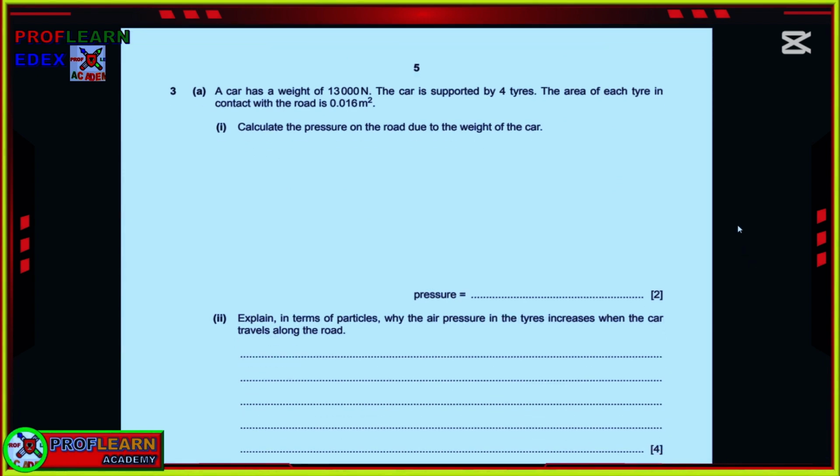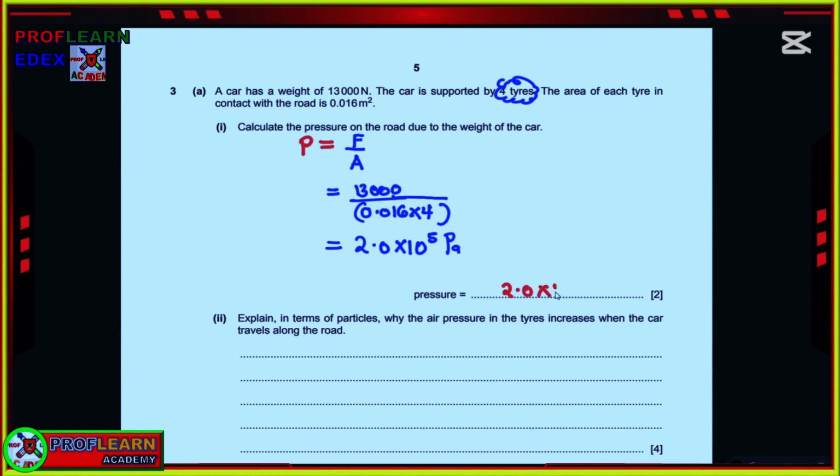In the event I ask you a question to do with pressure, you need to remember that pressure is force over area. You are supposed to substitute, and our pressure becomes 2.0 times 10 raised to power 5 pascals. You need to remember that there are 4 tires, and each of them had an area of 0.016. So for us to find the area, you have to multiply by 4 so that you have everything there.